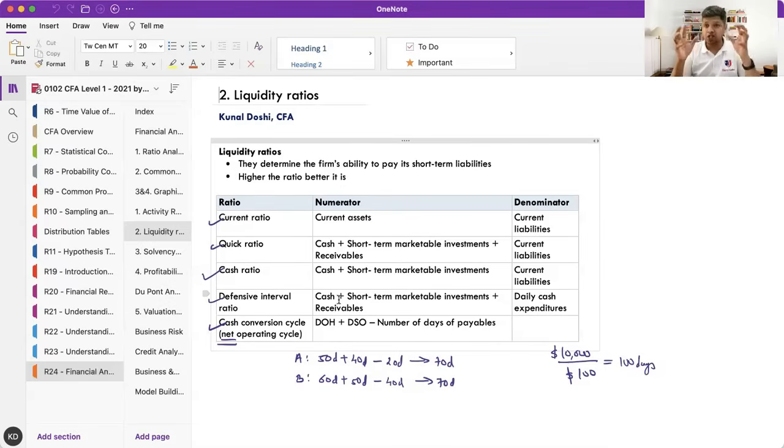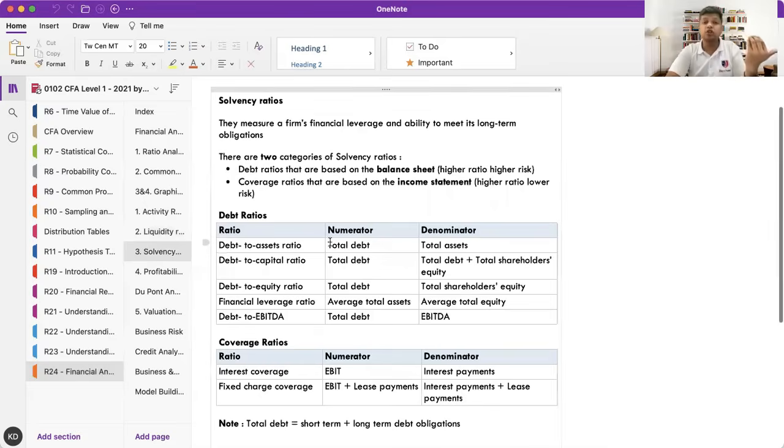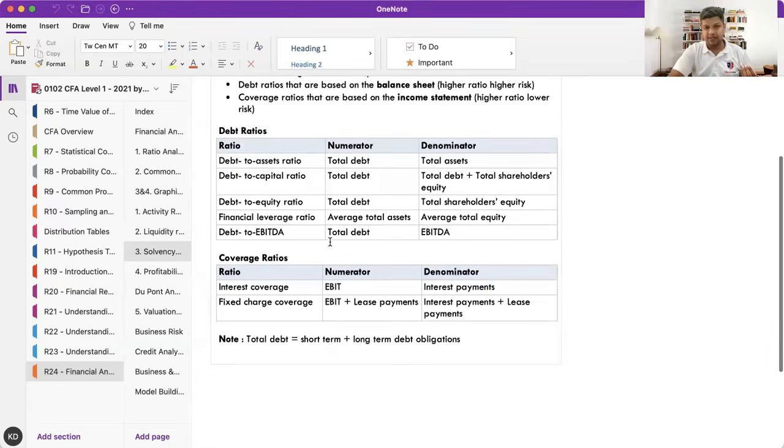Liquidity is concerned with short-term survival. Activity is concerned with efficiency. And solvency is concerned with long-term. Solvency is concerned with long-term liquidity, you can say, whether you will be able to cover your long-term liabilities and expenses, right? So what are the long-term sources of funds that the company may have to pay in the future? That is debt. So therefore, we calculate ratios related to debt and the interest on it.